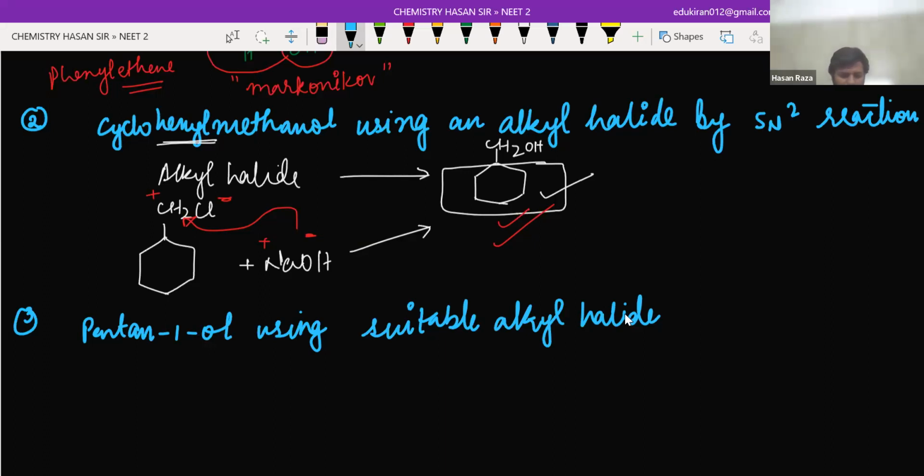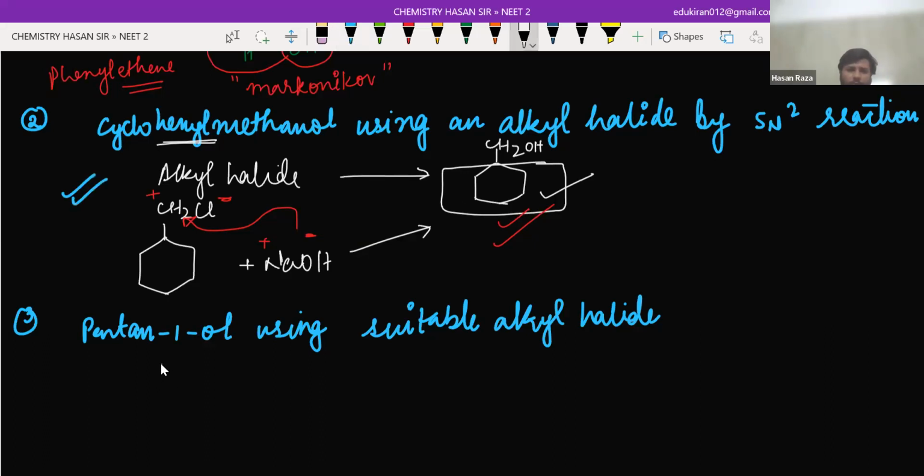Let me know when you are done with this. Very easy it is. I'm going to give a little hint. You can use the same mechanism.